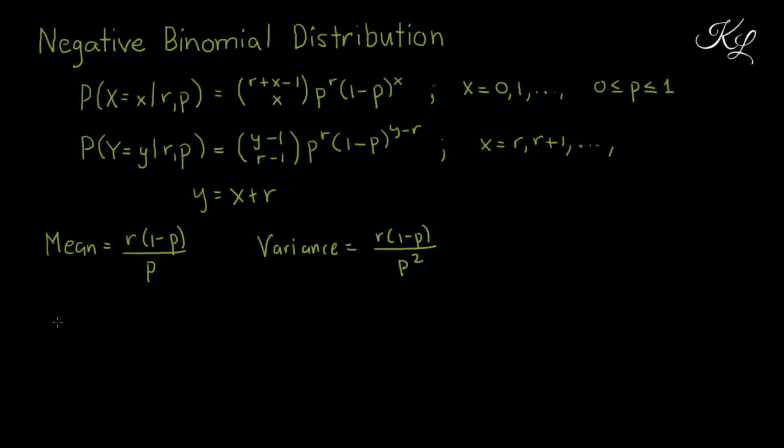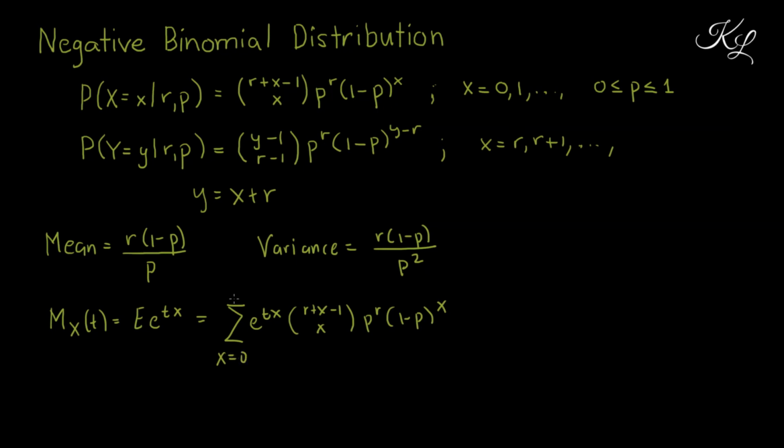We are now ready for our derivation of the moment generating function for this distribution. So we know already the formula for our moment generating function. We know that this is equal to expectation of e raised to tx, and expectation of e raised to tx is equal to summation of e raised to tx times our probability mass function, which we're going to use from the first form. We have r plus x minus 1 chooses x, p raised to r, 1 minus p raised to x, and this is x equals 0 to infinity.